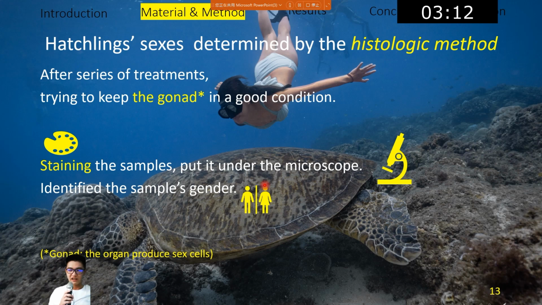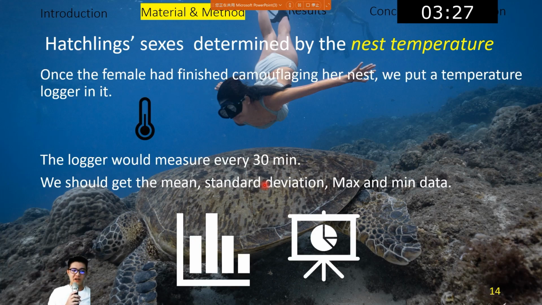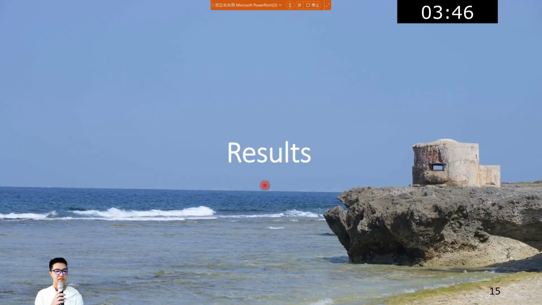So we got the samples, and we put them through a series of treatments. We check the gonad, stain it, put it under the microscope, and we can identify their gender. And for the nest temperature, when the female lays her eggs, she camouflages them with sand. We put a logger inside the nest and measure the temperature inside it. Every 30 minutes, we get a lot of data. And that's it. It's a simple method.